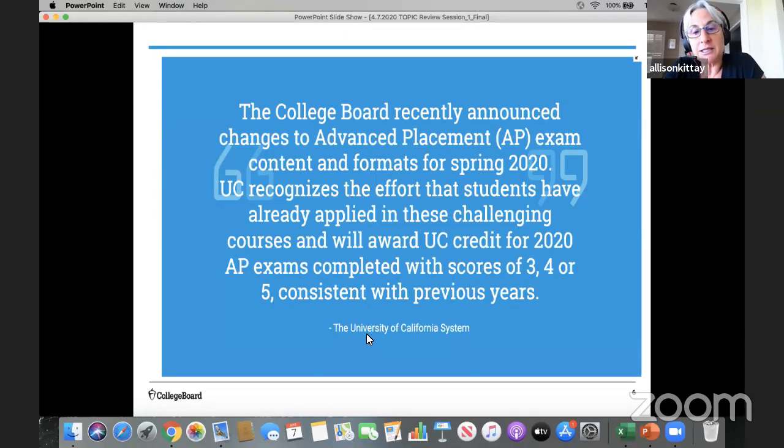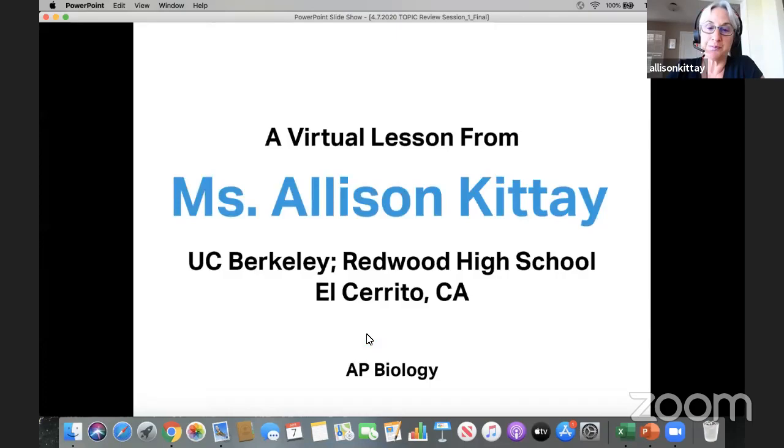UC recognizes the effort that students have already applied in these challenging courses and will award UC credit for the 2020 AP exams completed with scores of 3, 4, or 5, consistent with previous years. So this should be reassuring that even though the exam format has been changed, your scores will still be awarded college credit, at least in the University of California system. And as I said, I expect other colleges to put out statements soon.